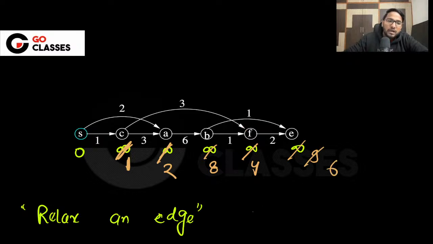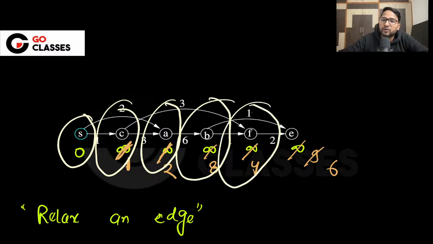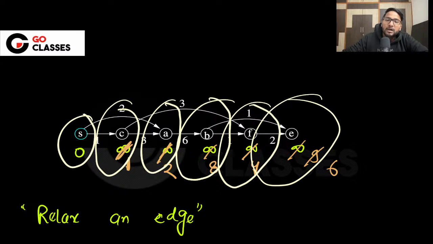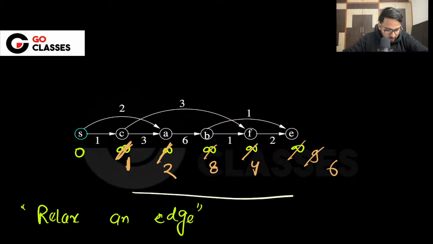You will update this. So basically, you relax all the outgoing edges from S, then you relax all the outgoing edges from C, then from A, then from B, then from F, then from B. So if you do this, then these are the shortest paths actually. Okay, these are the shortest paths.